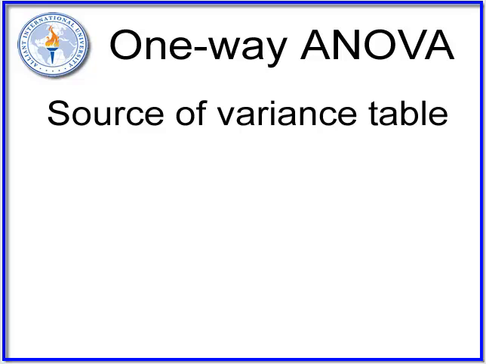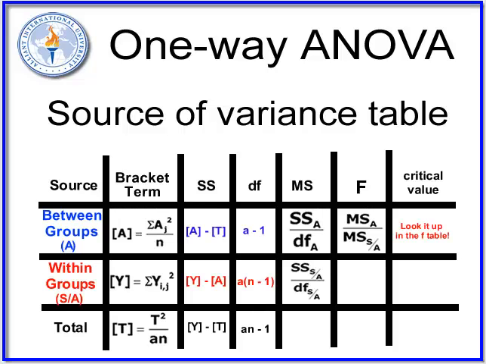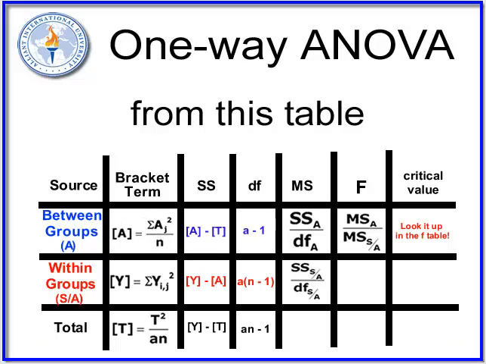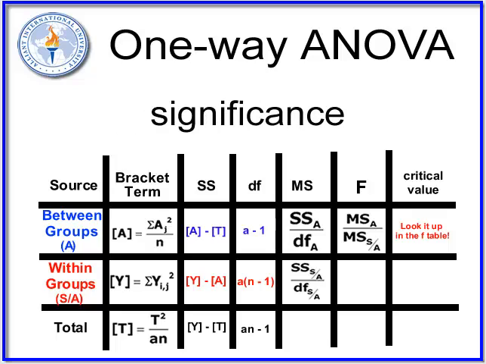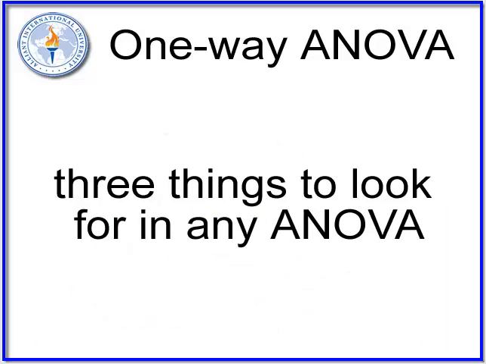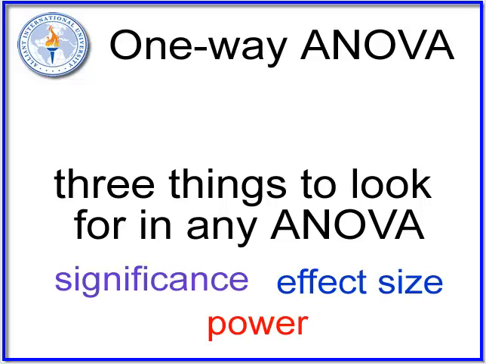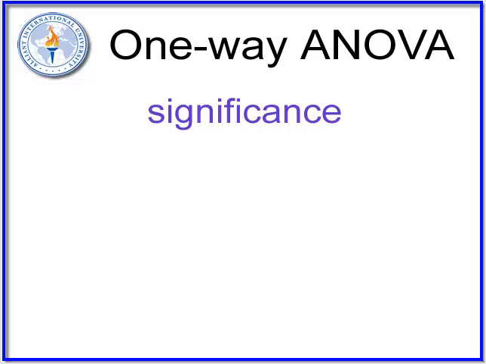Okay, so this is how you do an ANOVA. You're going to take your source of variance table. It's on the website. You're going to go ahead and turn these little squares into actual numbers, okay? You're going to do the calculations from this table. You will calculate your significance, your effect size, and your power. You can get all of that stuff from this table. So I'll say that again. The 3 things you're going to look for in any ANOVA is your significance, effect size, and power. Significance, significance, significance. Significance is your F test.